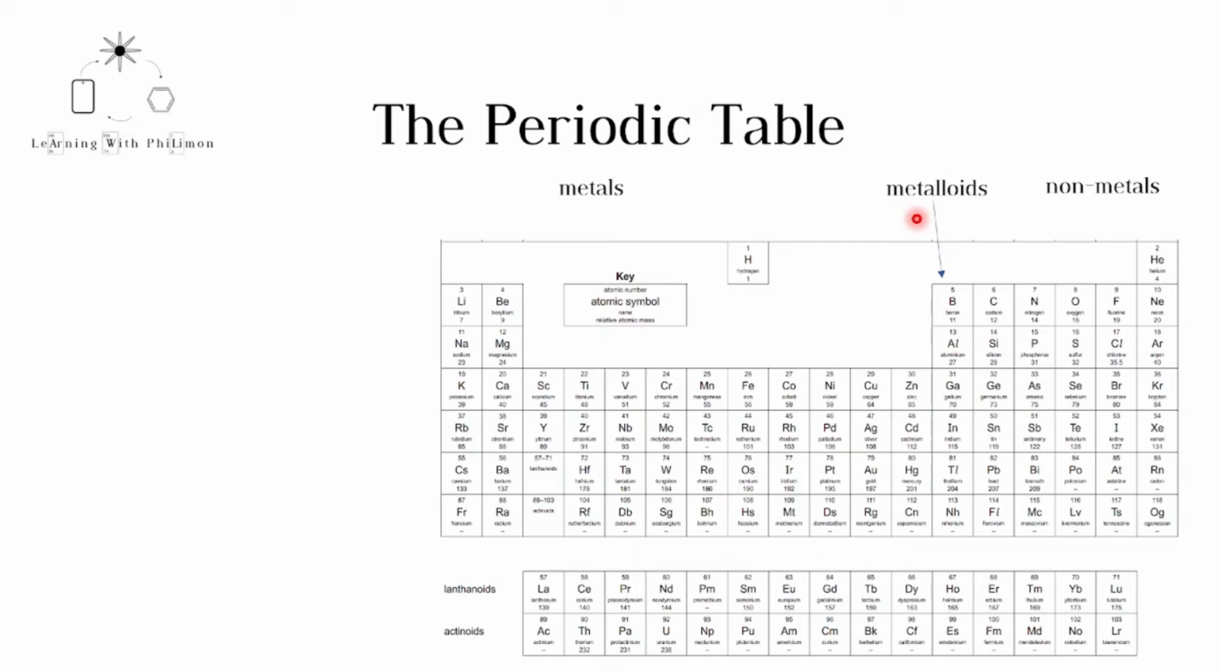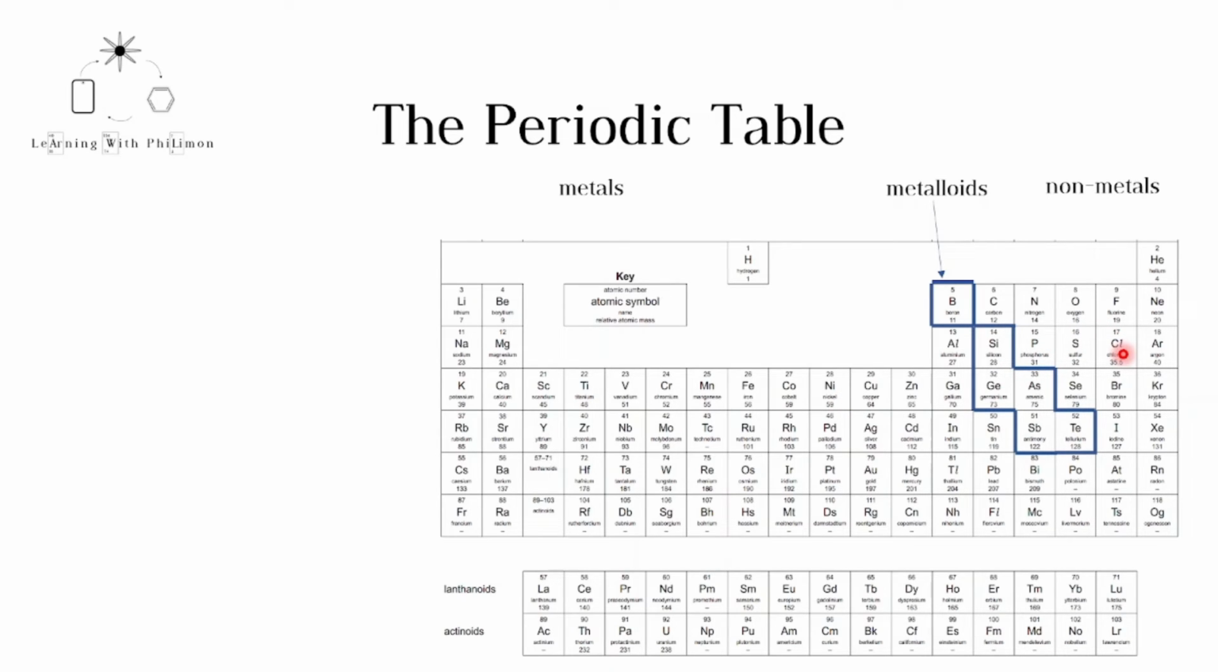A good way to remember which elements these are is to draw this staircase. The elements within, like silicon and arsenic, are metalloids. Elements to the left are metals, and elements to the right are nonmetals.